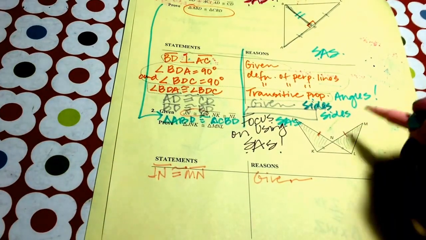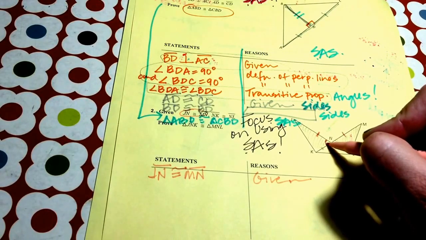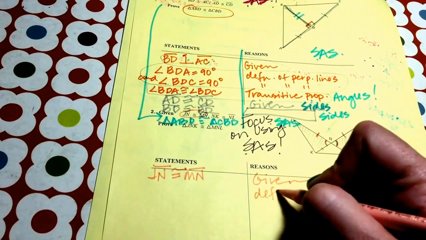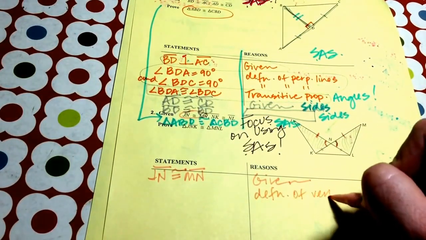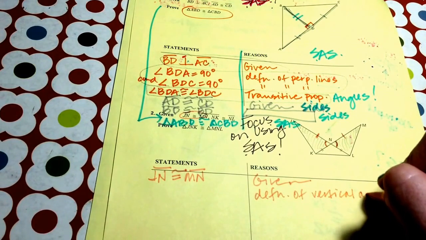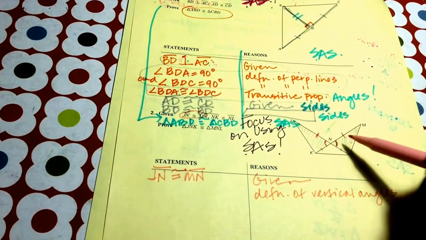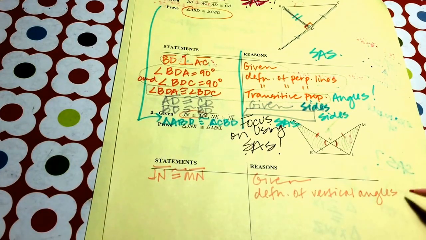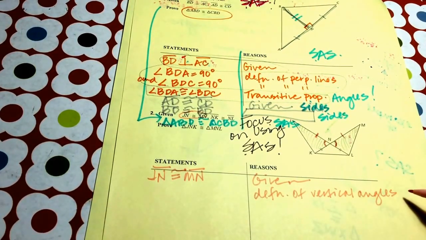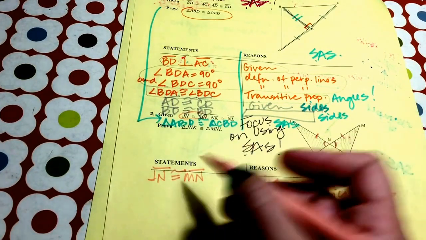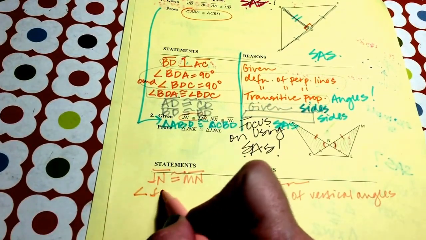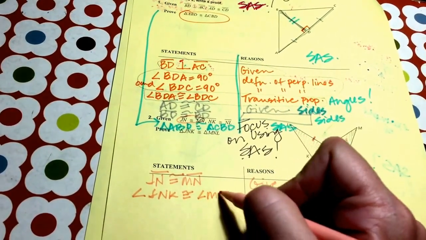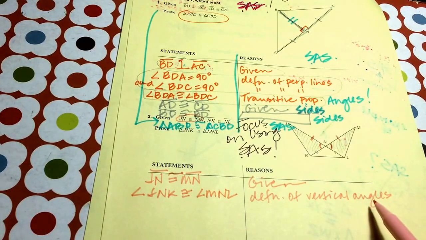I'm going to go on and talk about something that I noticed right away. These guys right here are vertical angles. So my next reason is going to be definition of vertical angles, because I'm trying to pull together that side angle side relationship to prove those two triangles are congruent: a pair of sides congruent, a pair of angles congruent, another pair of sides. So now I've got to name these. Angle J and K is congruent to M and L, because those are vertical angles.